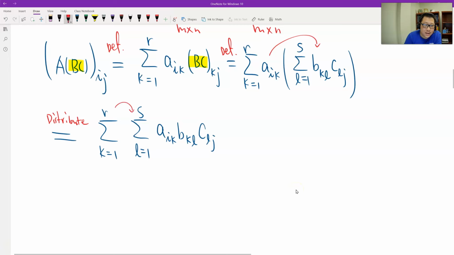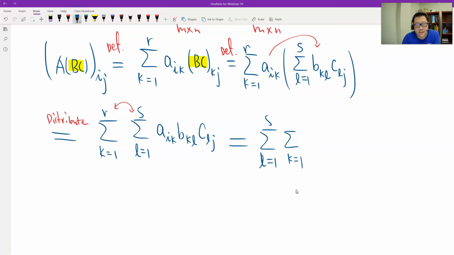So this is commutative. The summation has a commutative property. Summation you can switch. So I get L, the first index first, and then K later. And then it's A, I, K, B, K, L, C, L, J. This is the commutative property of the summation.